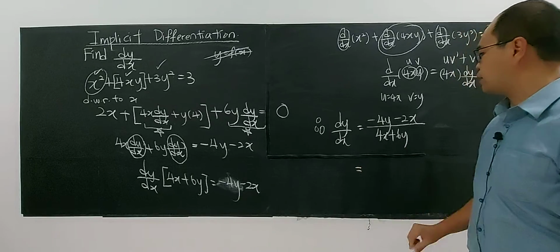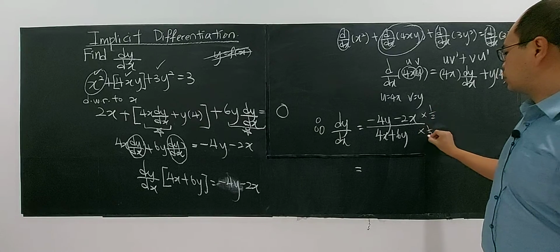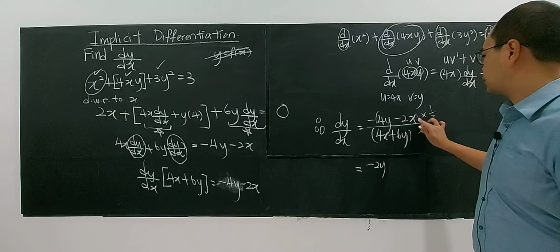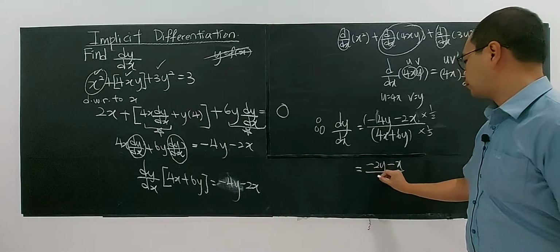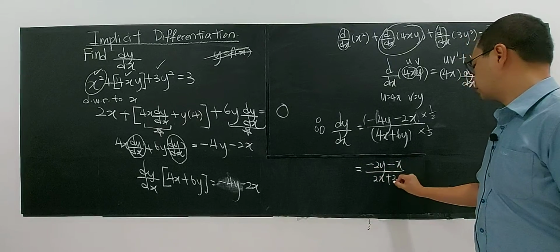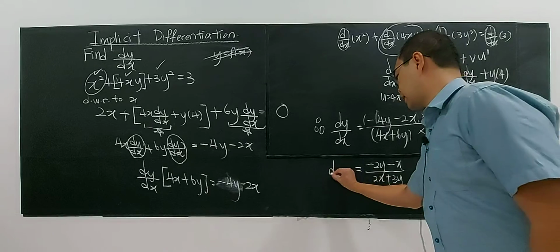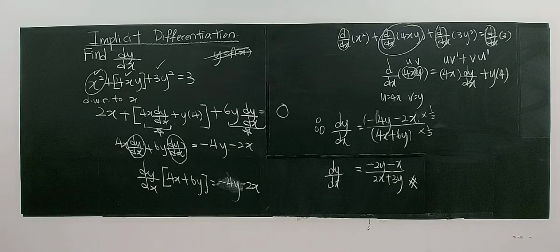Or you can further simplify by dividing each term. You multiply 1 over 2 up and down. Divide by 2, so you have negative 2y minus x, divided by 2x plus 3y. This will be your answer for this question, your dy dx. This is implicit differentiation. I consider this an introduction to implicit differentiation. Alright, so let's go for another video. We're going for a more complicated implicit function.